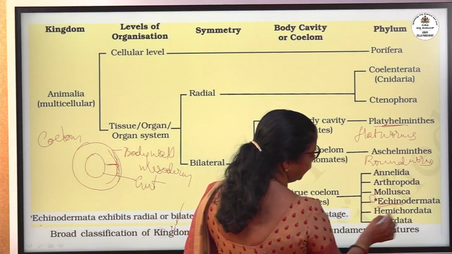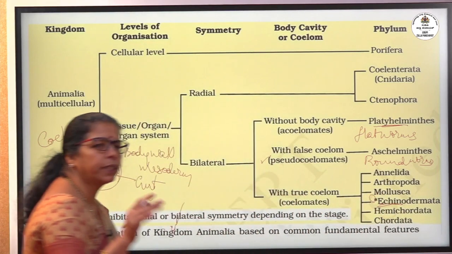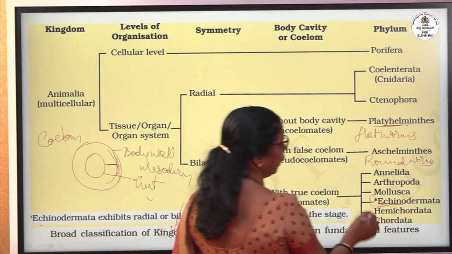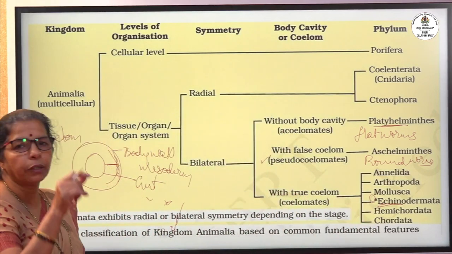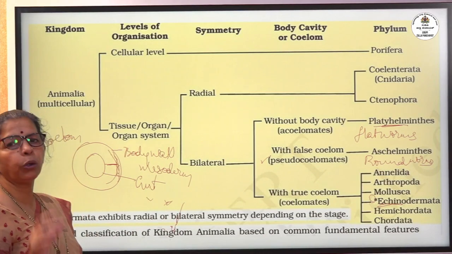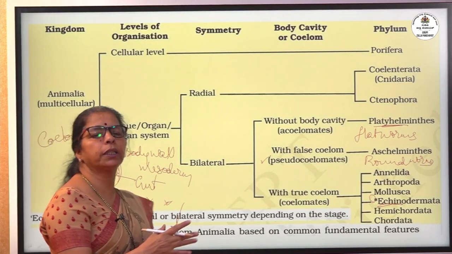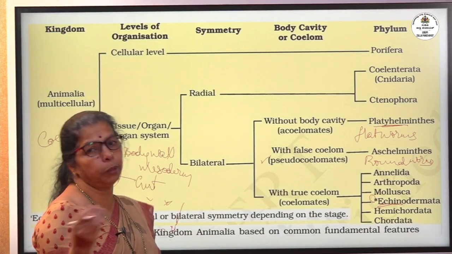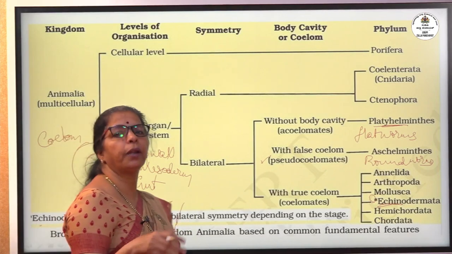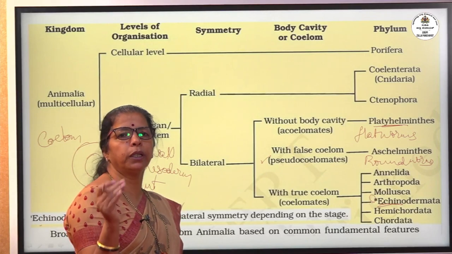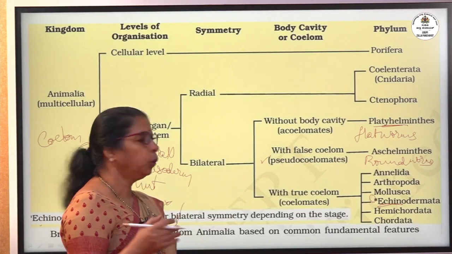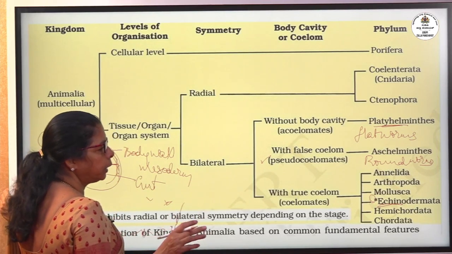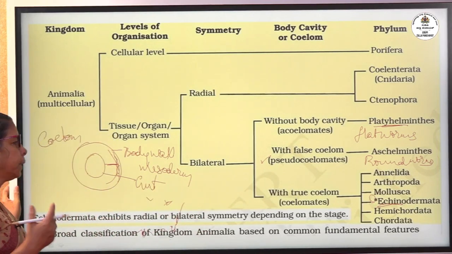Okay, and then Hemichordata, which shares some of the chordate features, and the last one is Chordata. Chordata are those with a notochord. The notochord may be present only in the embryonic state, or throughout life in some, like cephalochordates, where the notochord is found in the body, like Amphioxus. In all other cases, it is replaced by other structures.